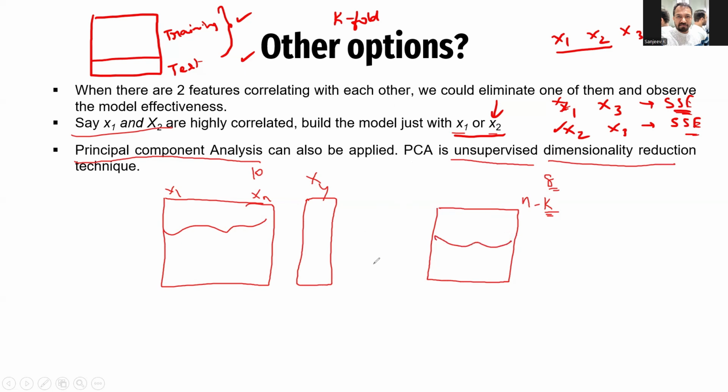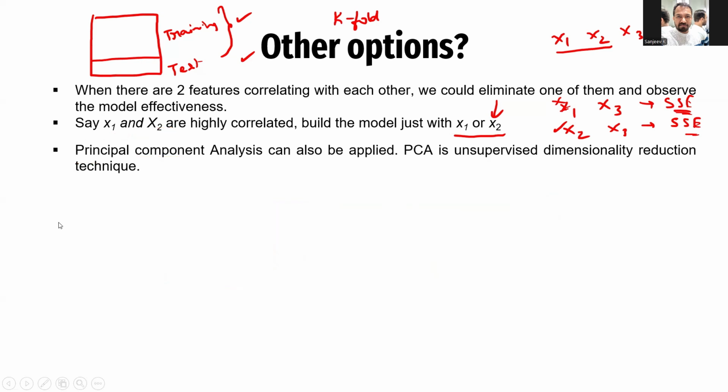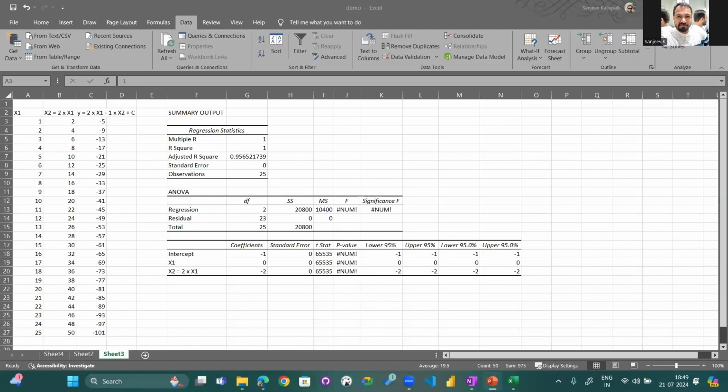Mathematically, let us say that we have two features. Okay, just stop sharing once. One minute. I'll share one more time.